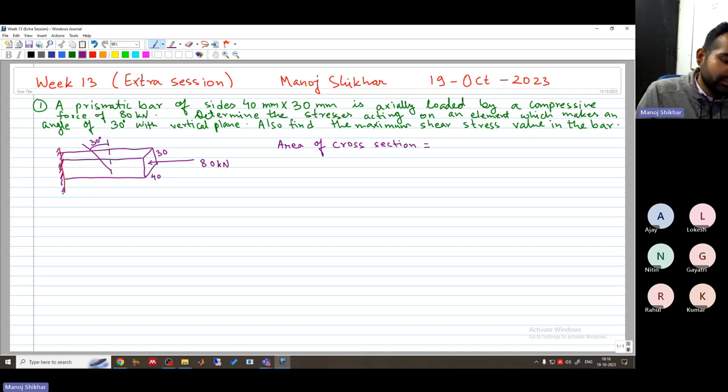So area of cross section is 40 into 30 into 10 power minus 6 meters square. So this is 1.2 into 10 power minus 3 meters square. So this is A.